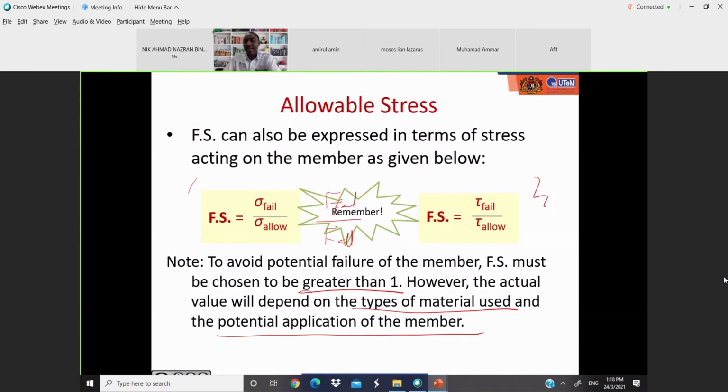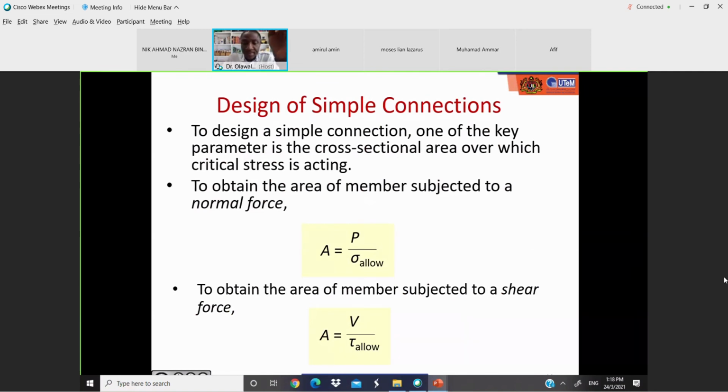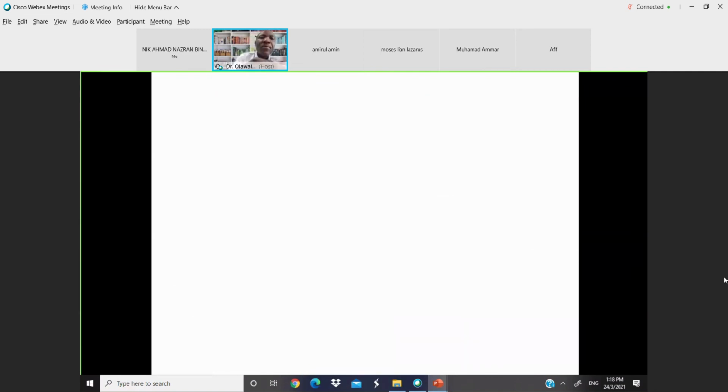The diameter of the legs. So then how do you design that? Let me do this. Remember, we said your stress is equal to force over area. If you know the force, say for example, you know the F allowed is 80 kN or 80 Newton. That's okay.